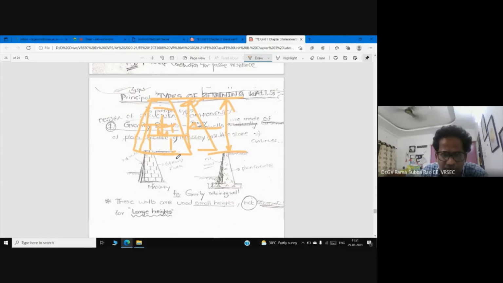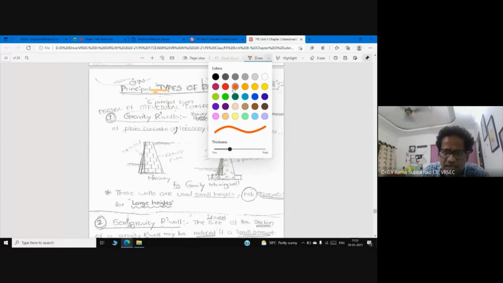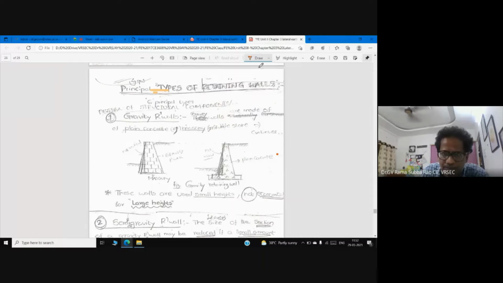That is why people thought, why not introduce some reinforcement in this wall? Then semi-gravity retaining walls came into the picture. I will wipe this, don't worry. People thought about reducing the weight of the wall, so we can have sleek walls. We can reduce the wall, but we still need to provide reinforcement. This is semi-gravity.